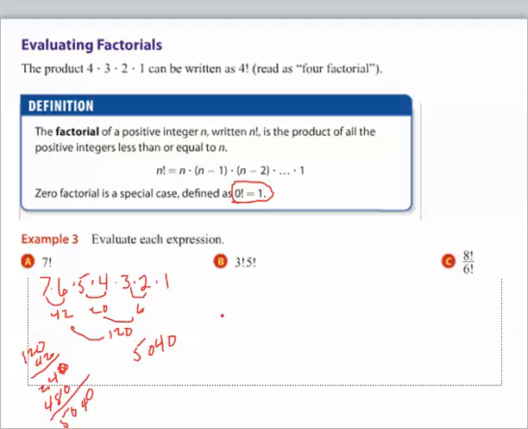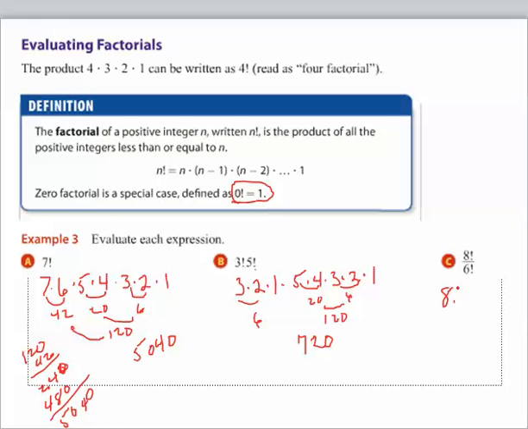Okay, now this one here would be 3 times 2 times 1 times 5 times 4 times 3 times 2 times 1. Well, that's 20, that's 6. 20 and 6, that's 120 when I multiply those two together. And that's 6 more. And so that's going to be 720. These are the easier ones to do over here.